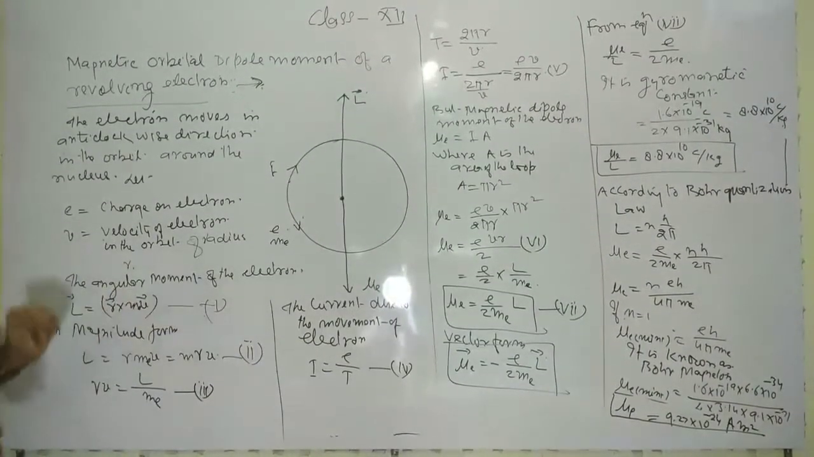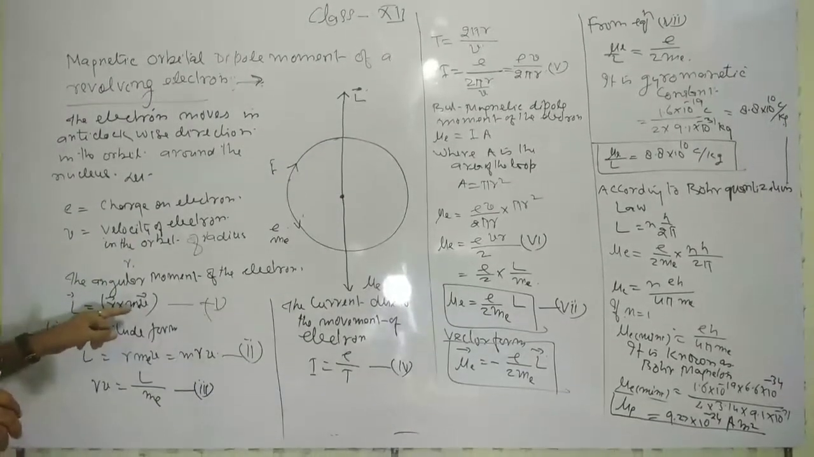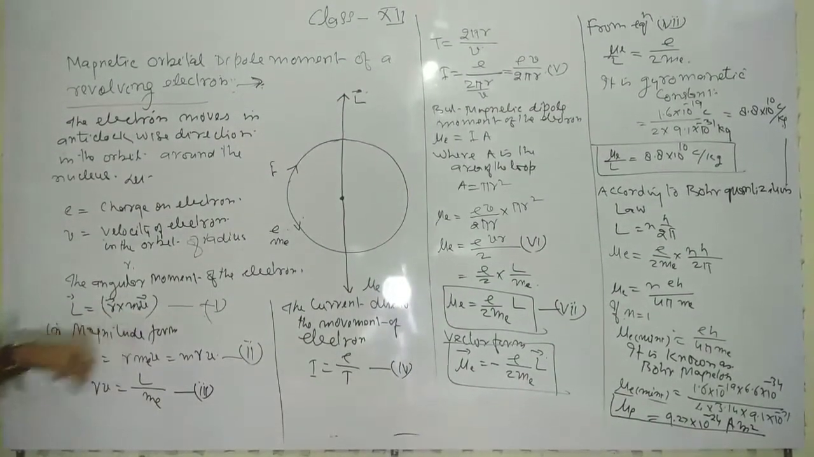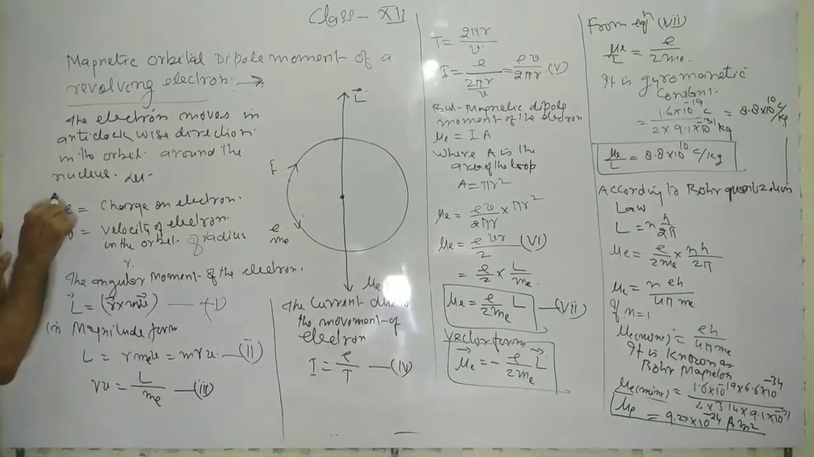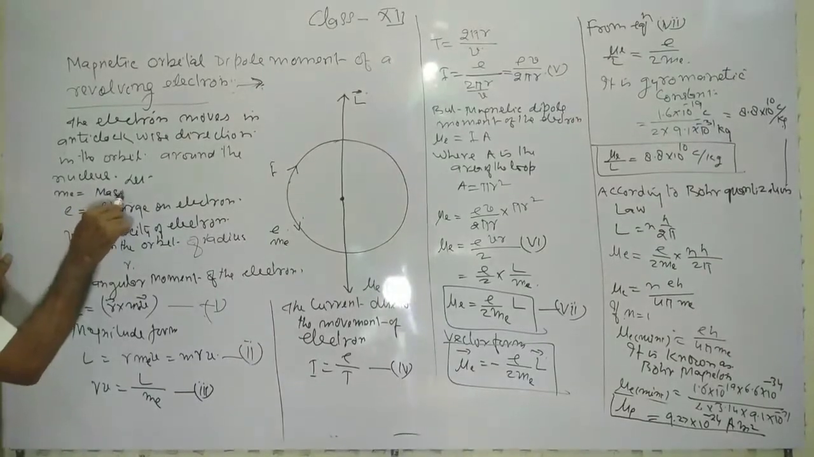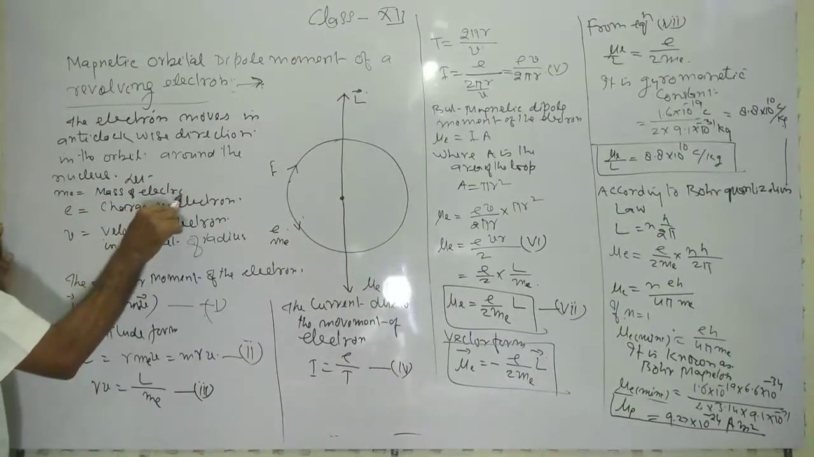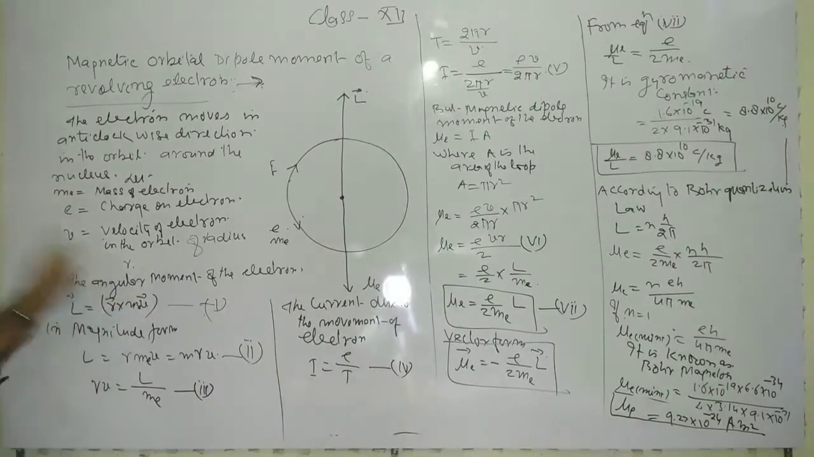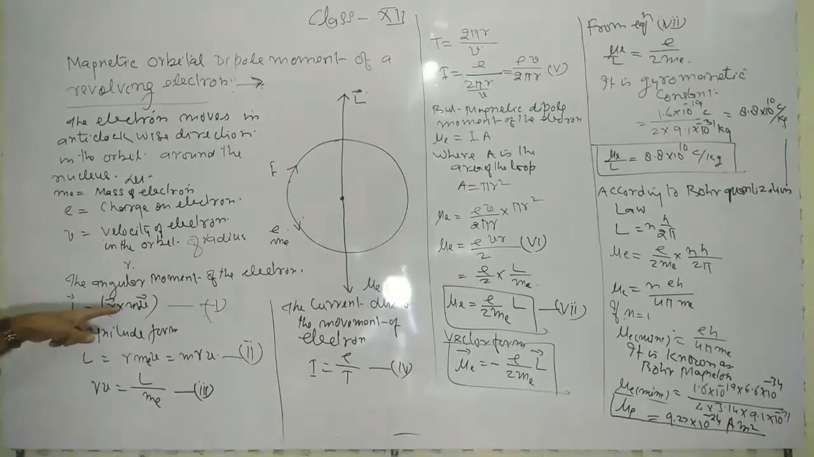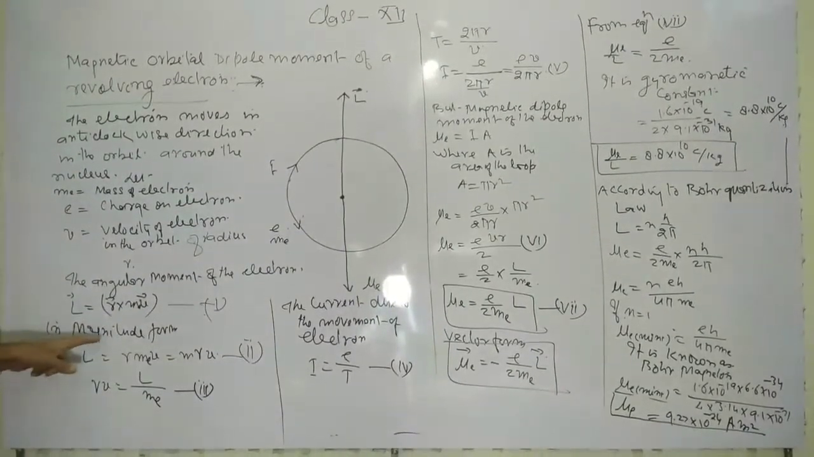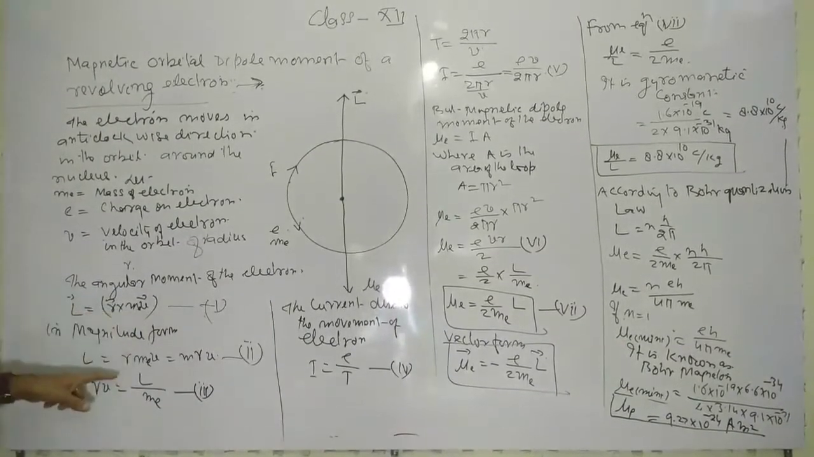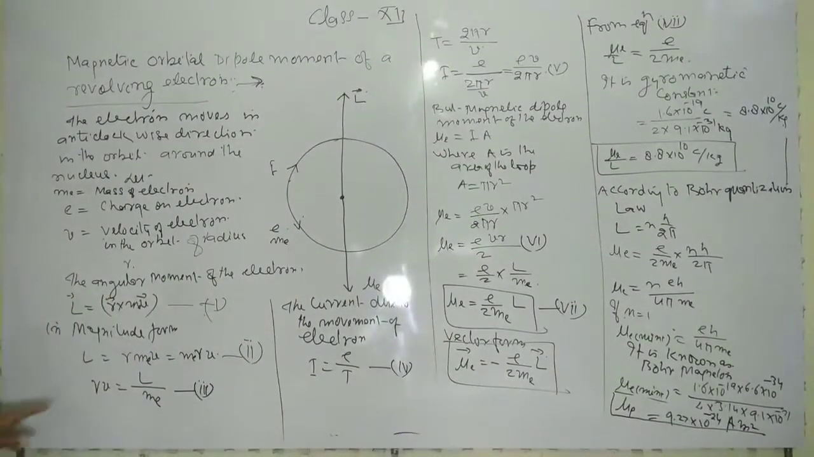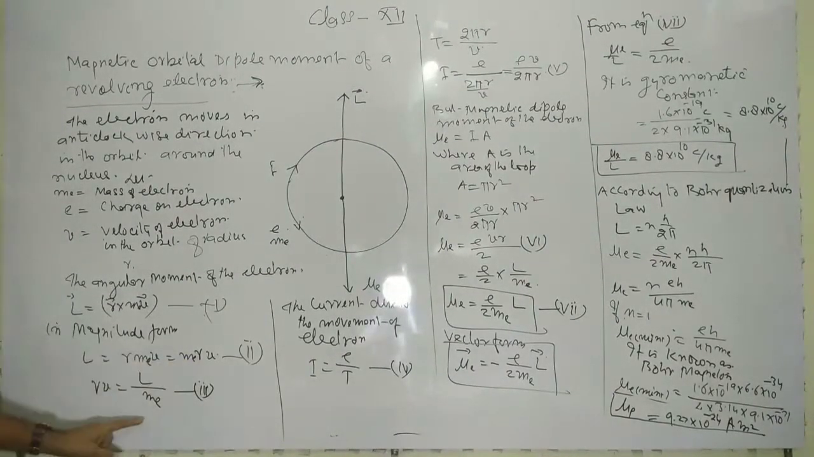So the angular momentum of the electron in this orbit of radius r is r times m_e v. m_e is the mass of the electron, e is the charge of the electron, v is the velocity of the electron in the orbit of radius r. So angular momentum L = r cross m_e v, vector. Magnitude of L equals r m_e v, or we can write m_e v r, or v r equal to L upon m_e.